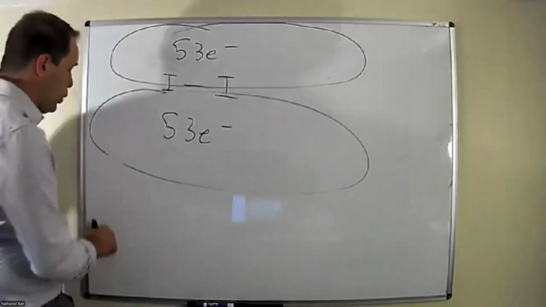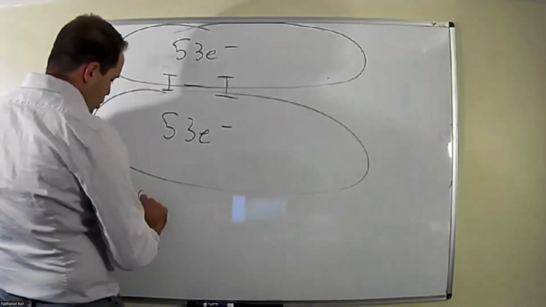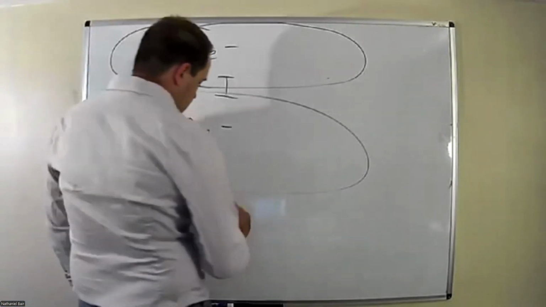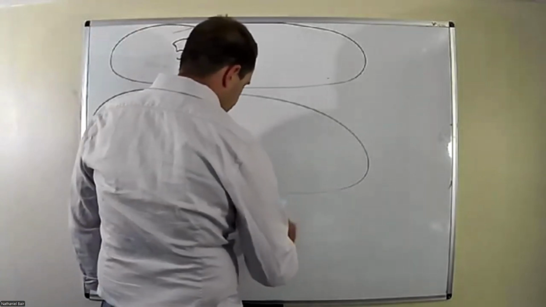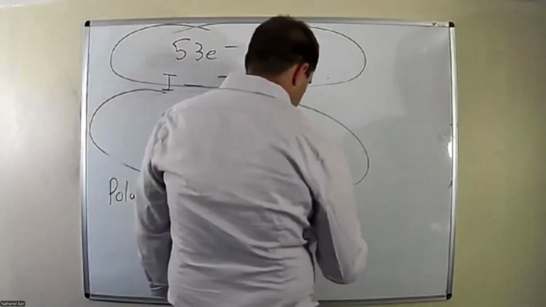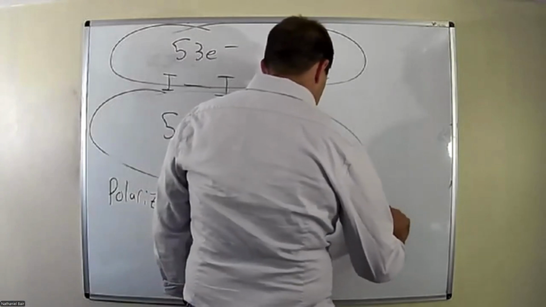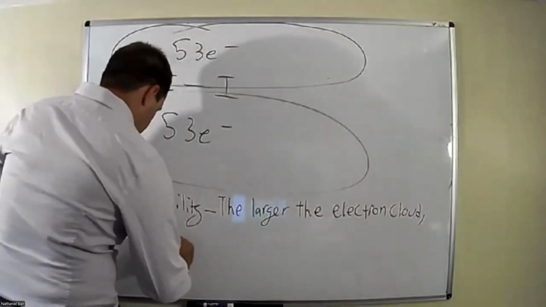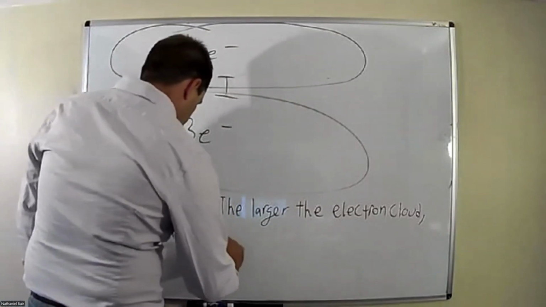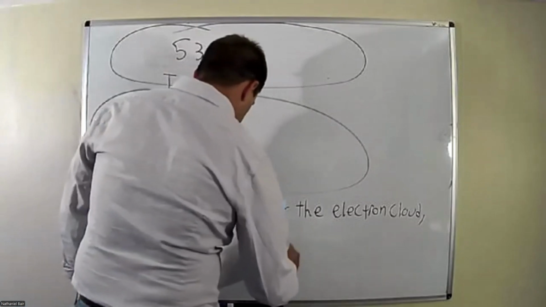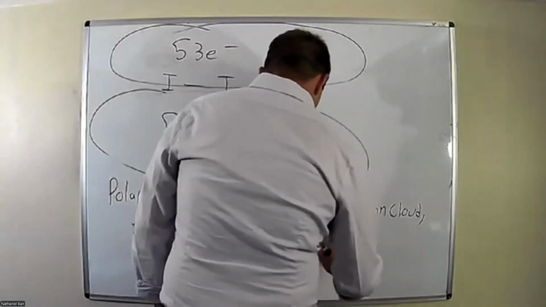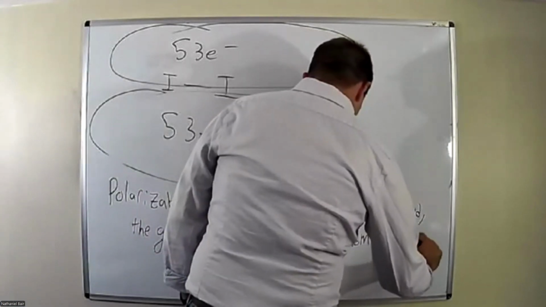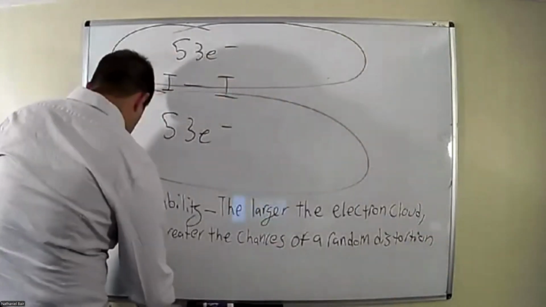This phenomenon is called polarizability. What that means is the larger the electron cloud, the greater the chances of a random distortion occurring.